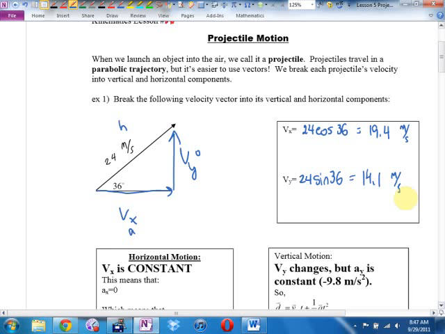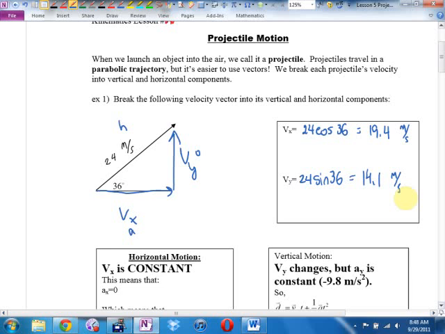But if they then said do something with it, either I'd have the number on my calculator and I'd use the longer decimal version, or instead of typing VY, I might just later on in my calculator type 24 sine 36, and that way I'm not rounding off at all and it's not that much extra typing.